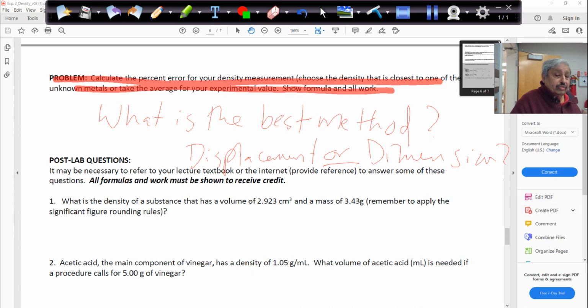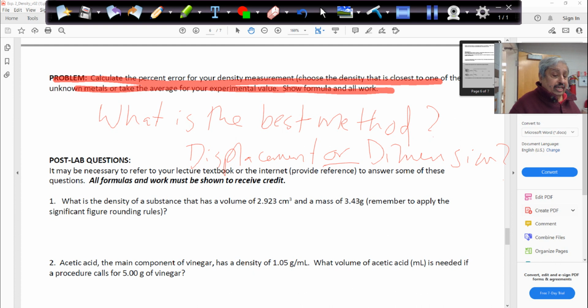Yeah, don't take the average, but after you calculate the percentage error, you tell me what the percentage error is in both, and which one is the best one. And you can reason why.